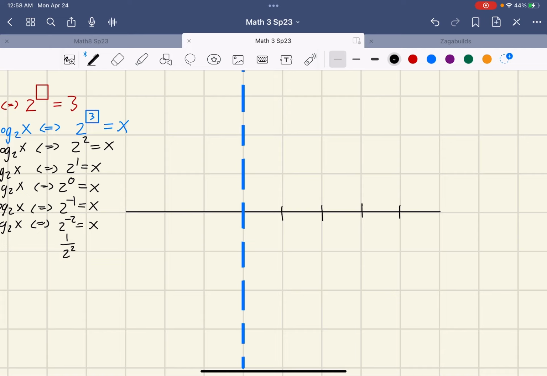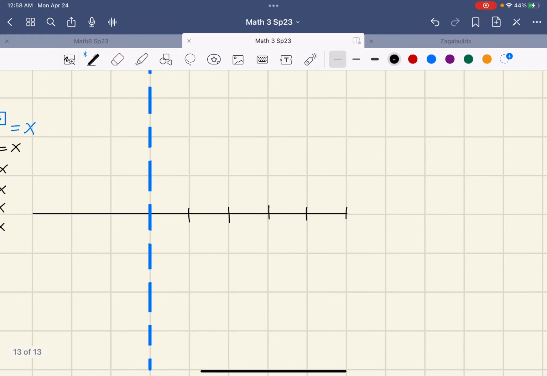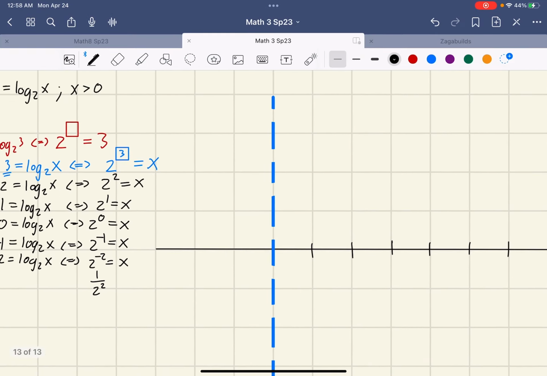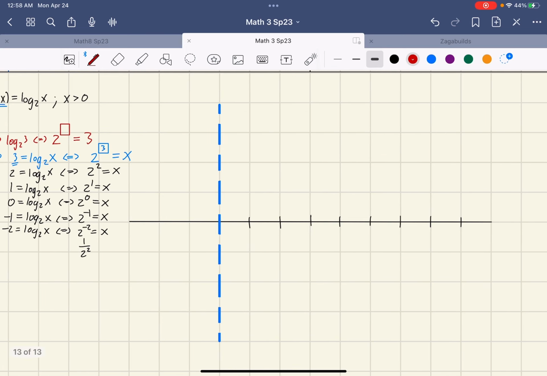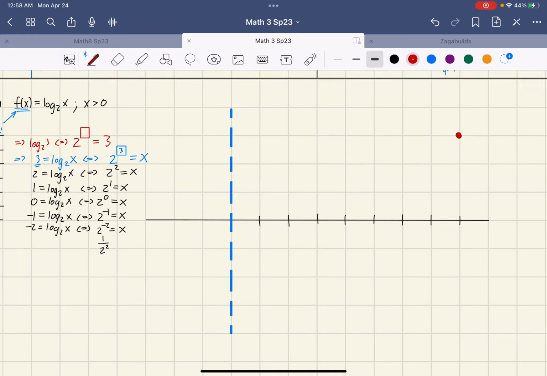2, 3, 5. Well, let me write a couple more. So 1, 2, 3, 4, 5, 6, 7, 8. Now, our first point, we weren't able to find. We don't know 2 to what power gives us 3. But we know when x is 8, y is 3. So 1, 2, 3, 4, 5, 6, 7, 8. And we'll go up 1, 2, 3. So that's our first ordered pair.